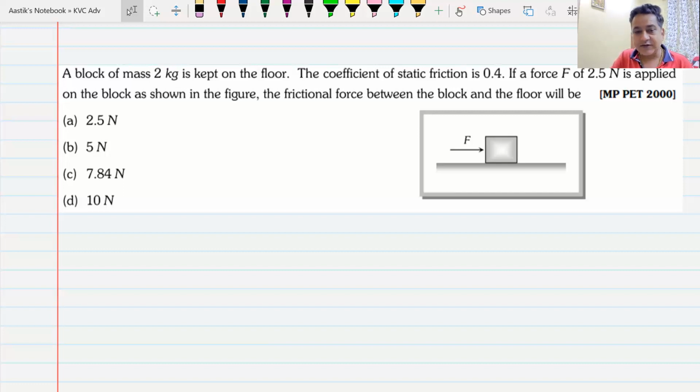How do you find out limiting friction, my dear friends? Mu s into normal reaction. That is how you find out limiting friction. What is mu s? Mu s is given as 0.4. And what is the value of normal reaction? 20. Yes, sir. 20 into 0.4 will be 8. So limiting friction is 8. But the force that is trying to pull it is only 2.5. It cannot accelerate. That means it will remain at rest. If it remains at rest, the friction is static and it must equal the force which is applied, 2.5 Newton. That is the answer, my dear friends.